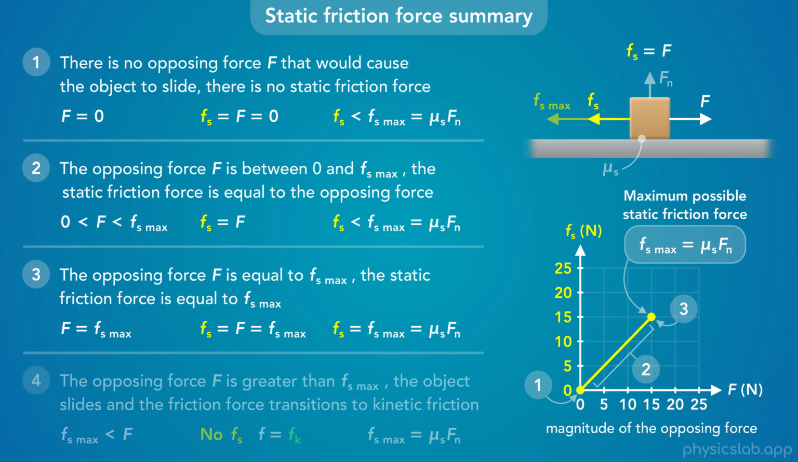If the opposing force is equal to the maximum static friction force, the static friction force is also equal to the maximum value. And if the opposing force is greater than the maximum static friction force, then there is no static friction force, only a kinetic friction force. And we'll learn more about that in the next video.